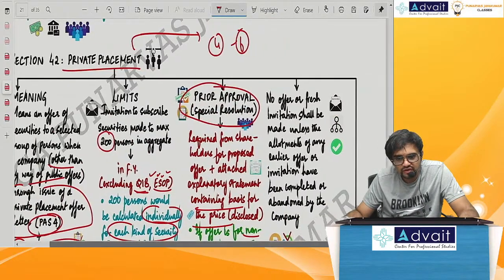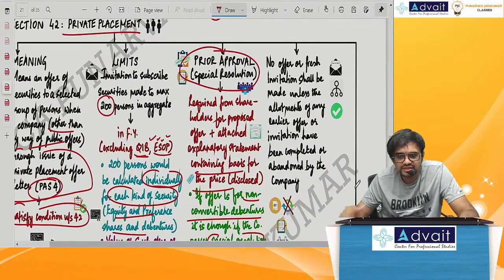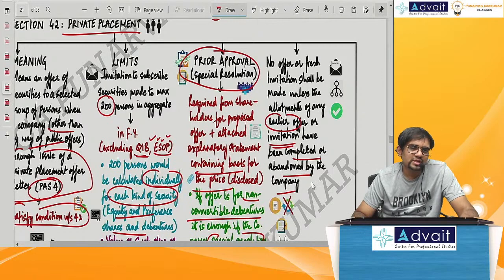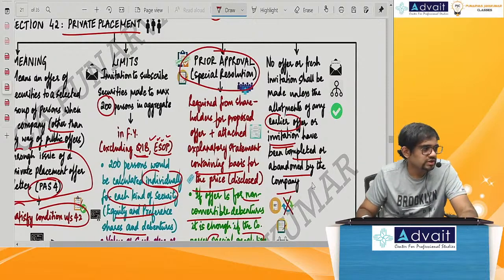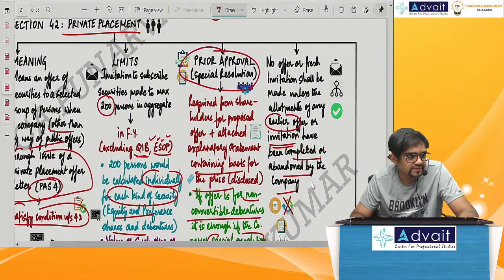So no offer or fresh invitation shall be made unless the allotment of any earlier offer or invitation has been completed or abandoned by the company. So the old private placement is still pending. Can I make a new private placement? No. The new private placement shall be made only if the old private placement is over.